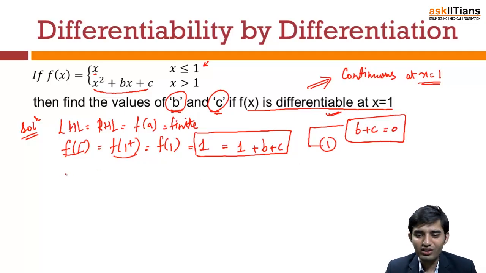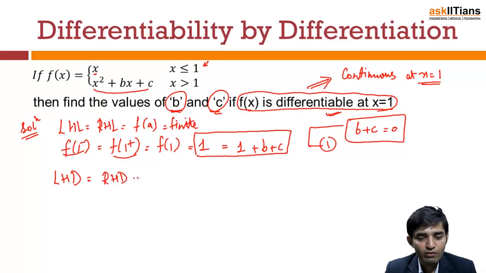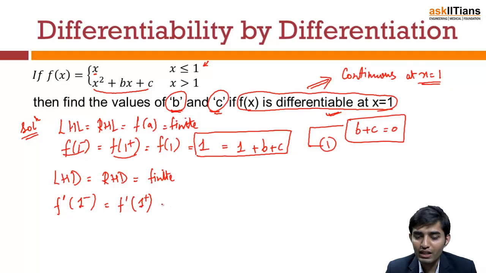Now the second condition I will get from here, that f(x) is differentiable also at x equal to 1. If f(x) is differentiable at x equal to 1, I can say that LHD will be equal to RHD, and this will be equal to finite, and we are talking about differentiation at x equal to 1. So what will be LHD? Left hand derivative will be nothing but f dash 1 minus, and right hand derivative will be nothing but f dash 1 plus, and this should be equal and it should be finite. Now let me differentiate the function. So if f(x) is given, this is f(x). So if I differentiate, what will be f dash x? I can directly differentiate. This is the differentiability by differentiation.